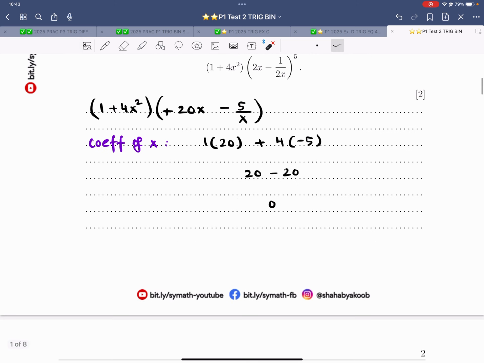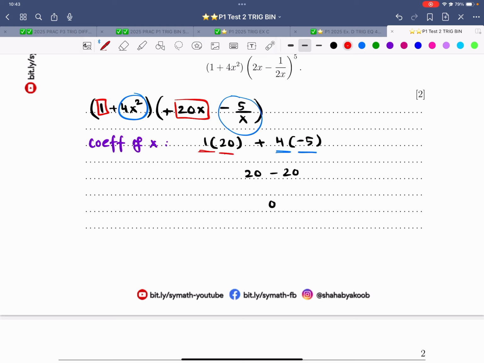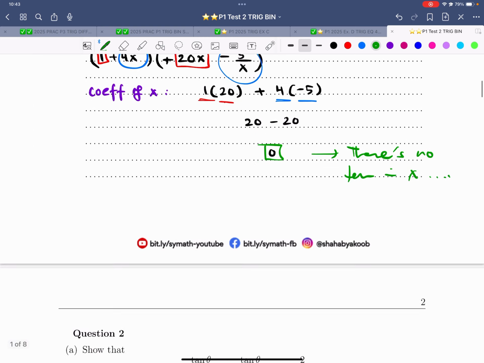And it so happens that after that multiplication, this 1 multiplying with the x term and this x square multiplying with this term, like this and like this, you get an overall 0. In other words, there is no term in x in the overall expansion. That is what it means.